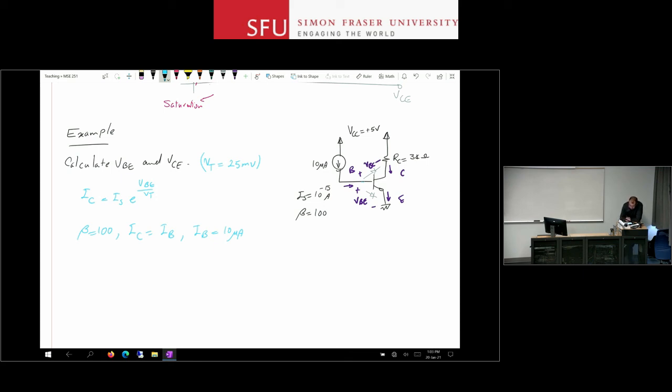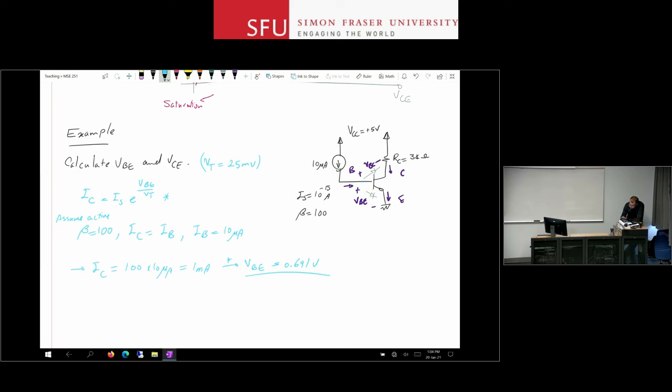But let's assume this device is in active region. And with that, I can actually see that IC is then 1 milliamp. It's 100 times 10 microamps. And from here, and this equation, I can see that VBE is 0.691 volts. So VBE done.